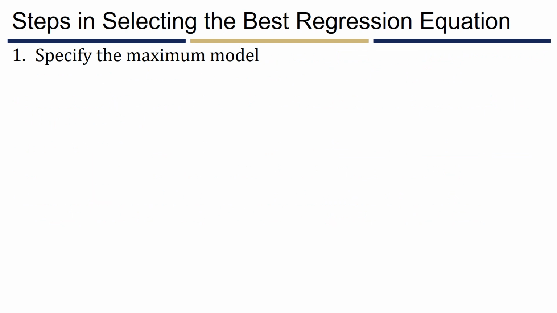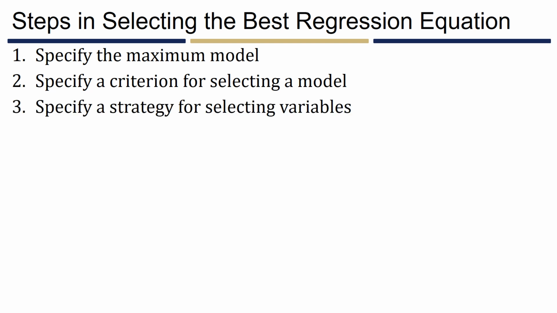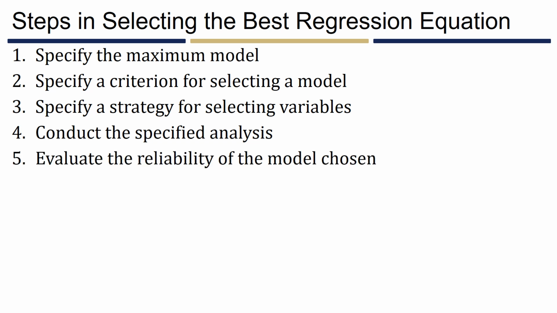Now, selecting the best regression equation is really a 5-step process that we're going to spend the entirety of the next 2 lectures talking about. Step 1 is to specify the maximum model. Step 2 is to specify the criterion that you're going to use in order to select that model. Step 3 is identifying the strategy you're going to use in order to select the variables that end up in your final model. Step 4 is actually conducting the specified analysis. And step 5 is evaluating the reliability of the final model that you end up choosing.